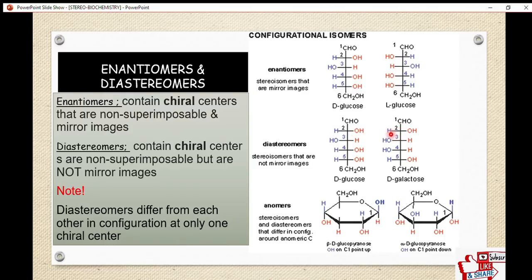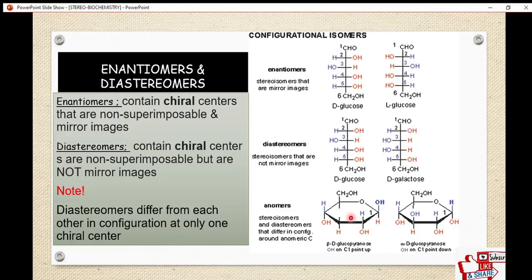So they are chiral centers, but the position of the hydrogen and the hydroxyl group differ. So it's not a mirror image. When you check all the other carbons from carbon 3 to carbon 6, they have the same position. We have OH here, OH here, OH here, OH here. All right, so these are diastereomers. They differ from each other at only one chiral center. So that's diastereomers for you.